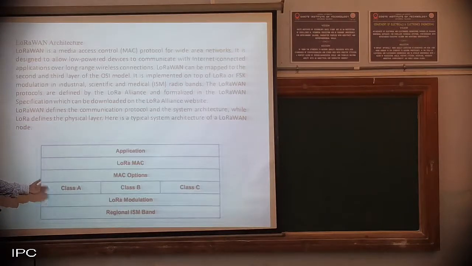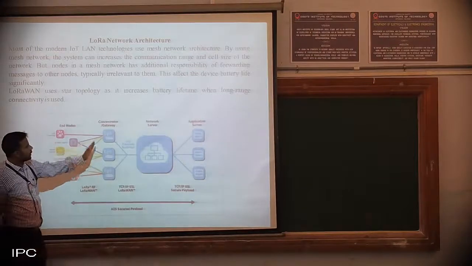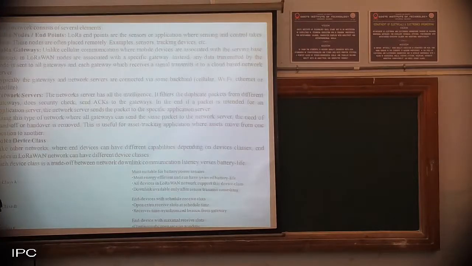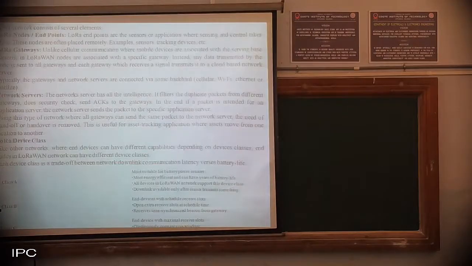So this is about the architecture. And this is the network architecture. This is a LoRa network architecture, meaning it will have the end nodes, the gateway, network server, and the application server. And we were discussing all the components of the LoRa network architecture. That is the LoRa nodes, end nodes, LoRa gateway, network servers, application servers, and LoRa device classes. So how class A, class B, and class C are classified, that also we were discussing yesterday.